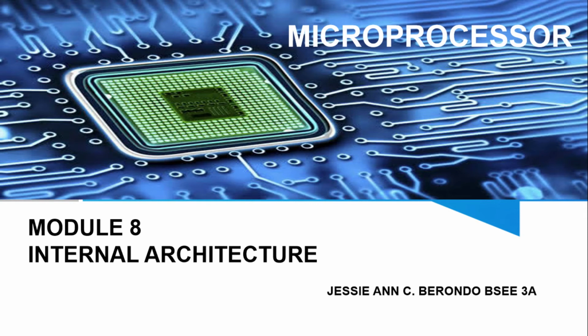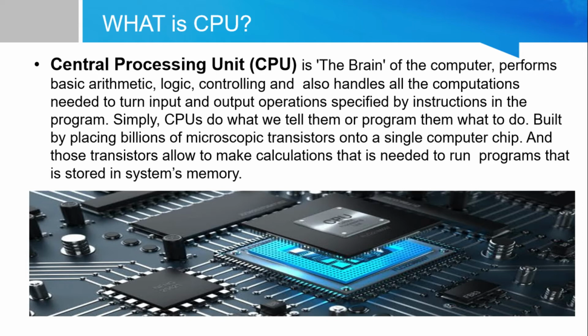Microprocessor, Module 8, the internal architecture. What is CPU? Central Processing Unit is the brain of the computer, performs basic arithmetic, logic, controlling, and also handles all computations needed to turn input and output operations specified by instructions in the program.